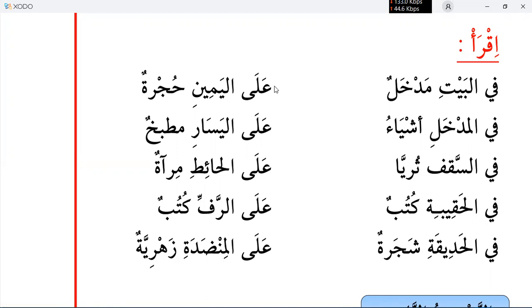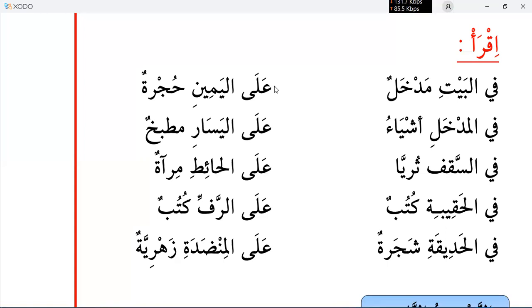Ala al-raffi kutubun. Kutubun, I know, are books, plural of kitab. Al rafu is rack. On the rack there are books.